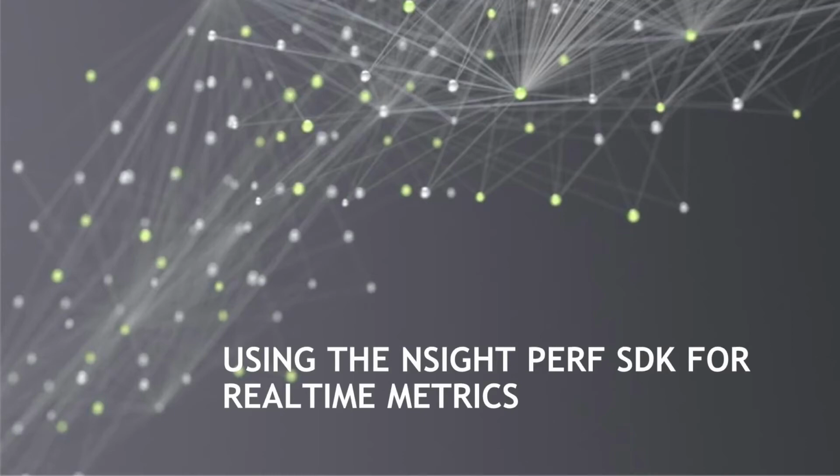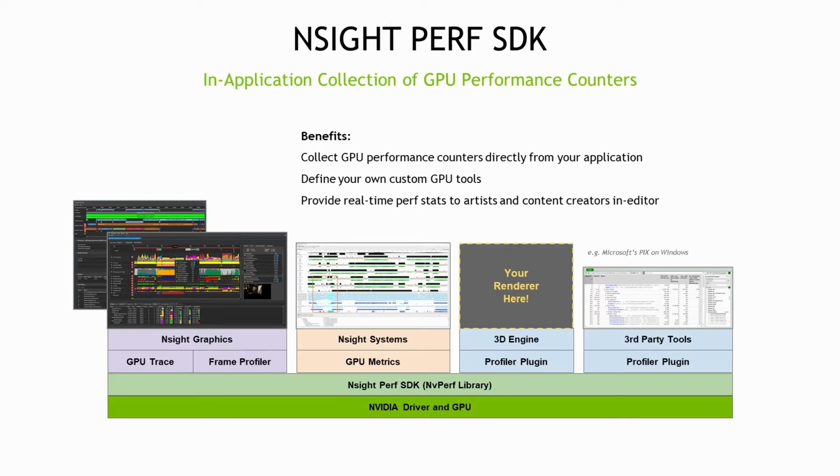Let's have a look at how the Nsight Perf SDK can help you automate your performance analysis. The Nsight Perf SDK provides you with the core technology for GPU performance counter collection. Full-featured tools like Nsight Graphics, Nsight Systems, and Microsoft's PIX on Windows all use this SDK for data collection. The Nsight Perf SDK is a perfect fit for integration into 3D renderers and game editors, allowing in-place collection of GPU performance data. Imagine your artists and content creators receiving real-time feedback on the performance impact of tweaking a material or making a change to a scene.